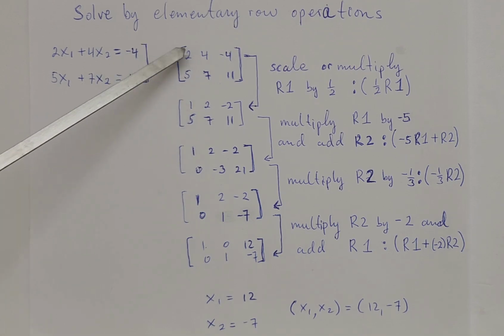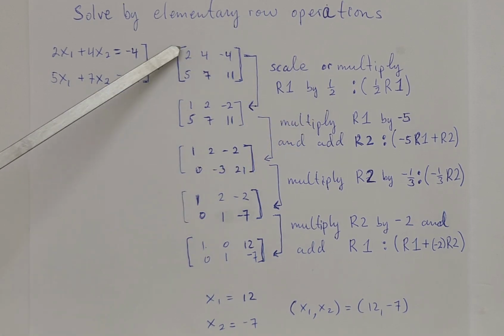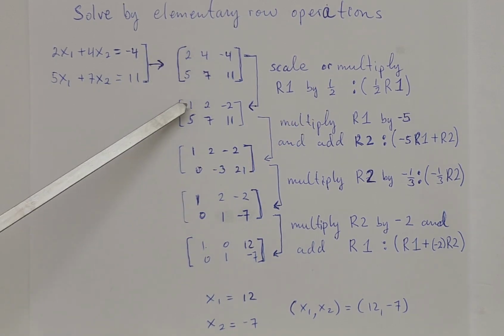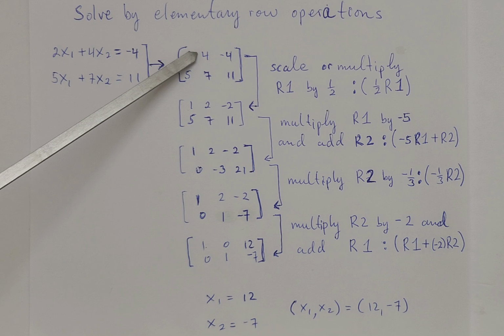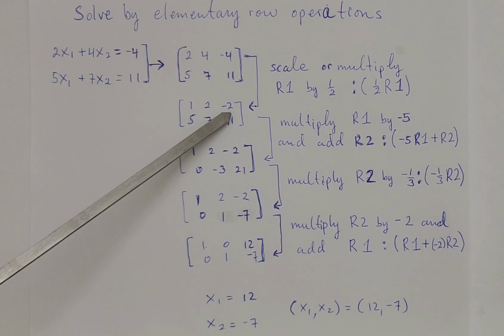Again, we want to get this 2 into a 1, so we have to multiply by 1 over 2. 1 over 2 times 2 gives me 1. 1 over 2 times 4 gives me 2. 1 over 2 times -4 gives me -2.